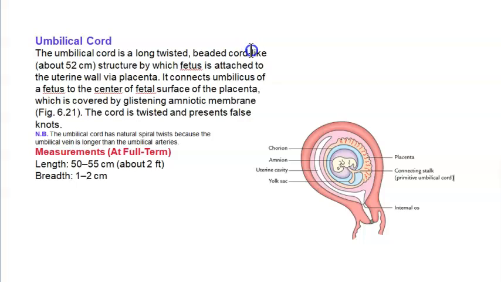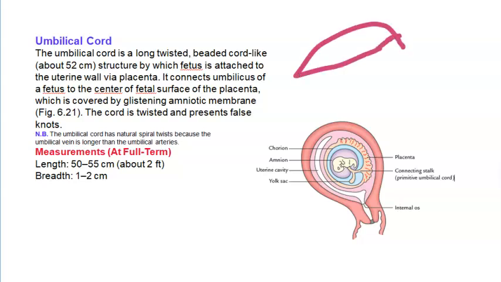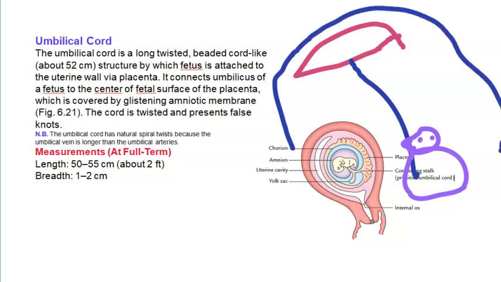Umbilical cord is a long twisted beaded-like structure by which fetus is attached to the uterine wall via placenta. Okay, so I don't want to spend too much time in this video about all this. So here you have the placenta and here you have the umbilical cord and you have the fetus here, right? This is a fetus, and then here you have the uterine wall. Okay. So what is umbilical cord? It is a long, twisted, beaded-like structure by which the fetus is attached to the uterine wall via the placenta.